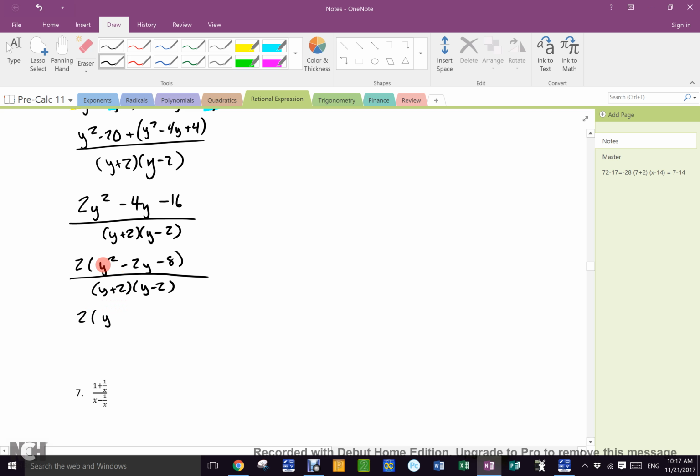I took the 2 out there, and then this is going to be y plus what? 4? Y plus 2, y minus 4. Now what? Cancel out the y plus 2's, and what's my final answer? 2, y minus 4, y minus 2. Did I have any restrictions anywhere through there? Right. Y cannot equal plus or minus 2.